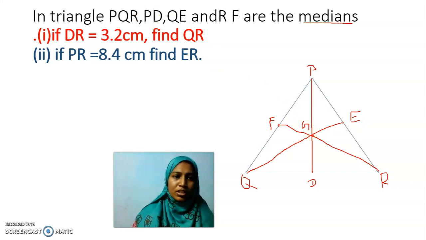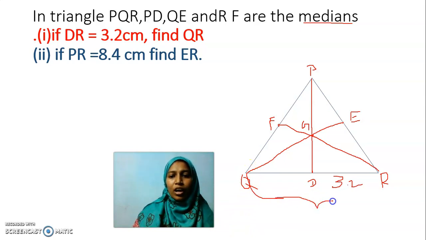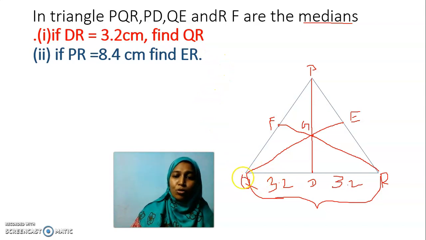And here is the question. Listen carefully, if DR alone, from D to R alone, is 3.2 centimeter, what is the measure of QR? They are asking you to find the value of full QR. Can you find? Yes, my dear children. As D is the midpoint, you can say QD and DR are equal. If this is 3.2, what about this side? This is also 3.2. But I didn't ask you to find QD. I have asked you to find QR from Q to R. So totally it will be 6.4.